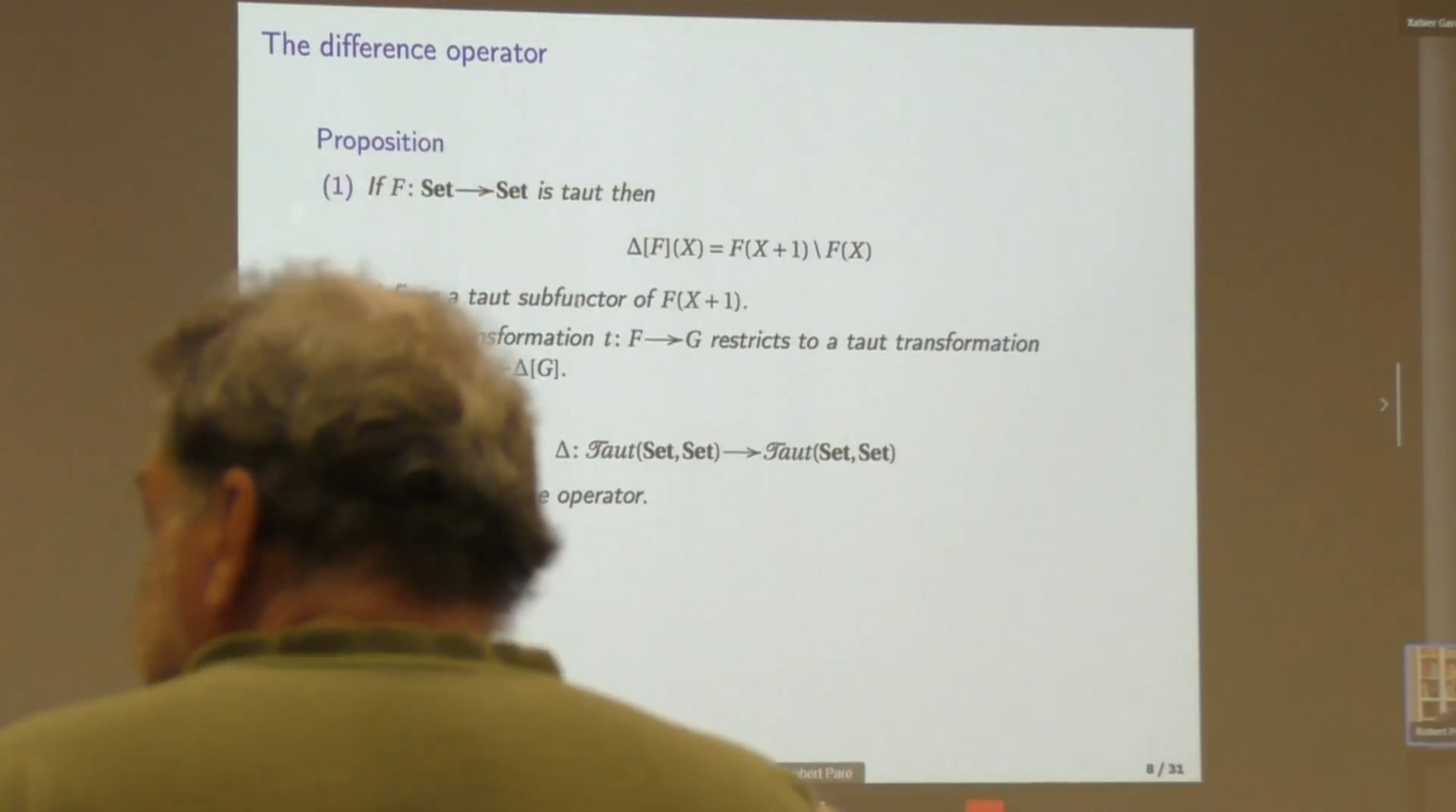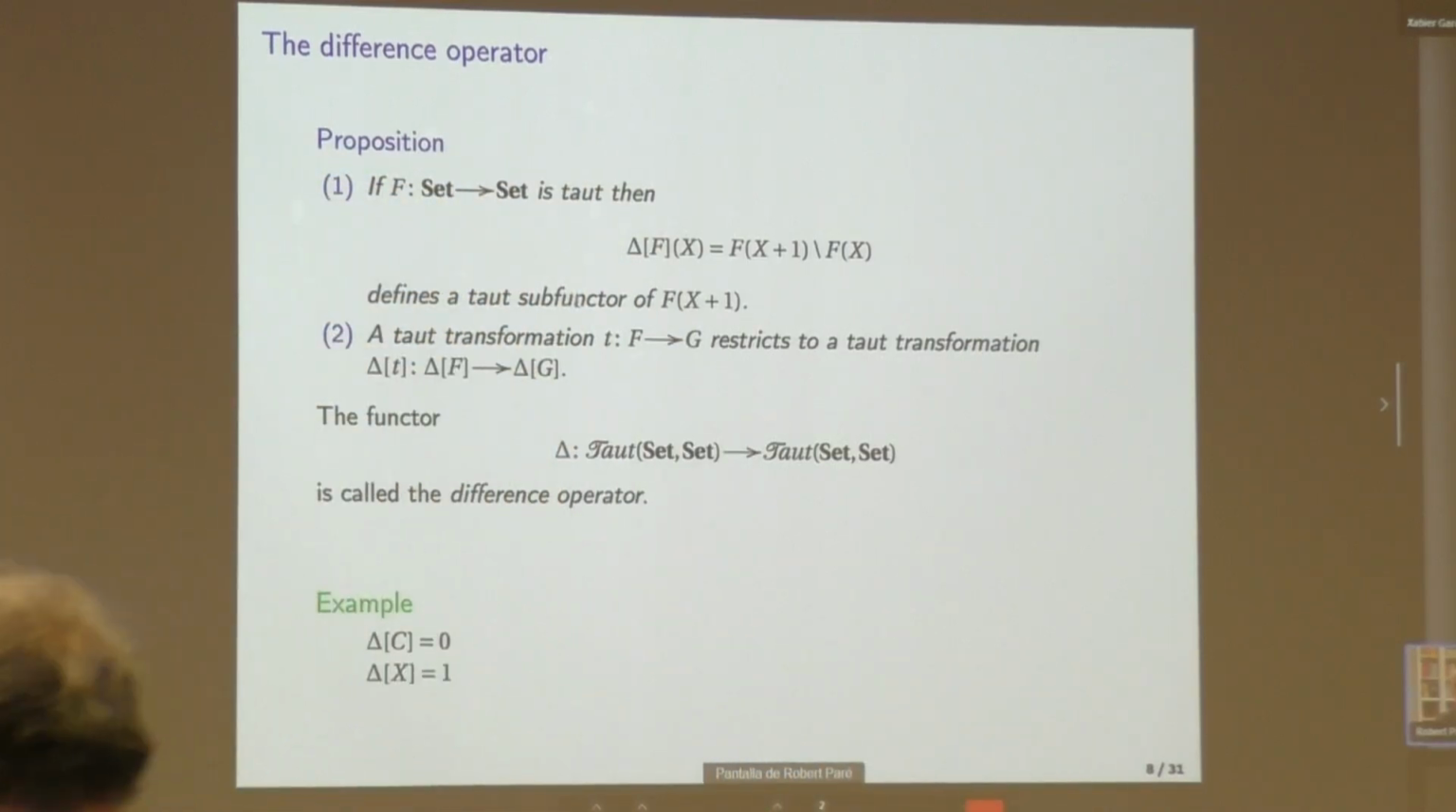So now we come to the main definition of at least the first part of the paper. If f is top, then the difference is functorial. In fact, it's better than that. It's a top subfunctor of the shifted f. A top transformation restricts to the difference functors. And furthermore, this delta f is functorial in f, and so we get a functor from Top^Set into itself.